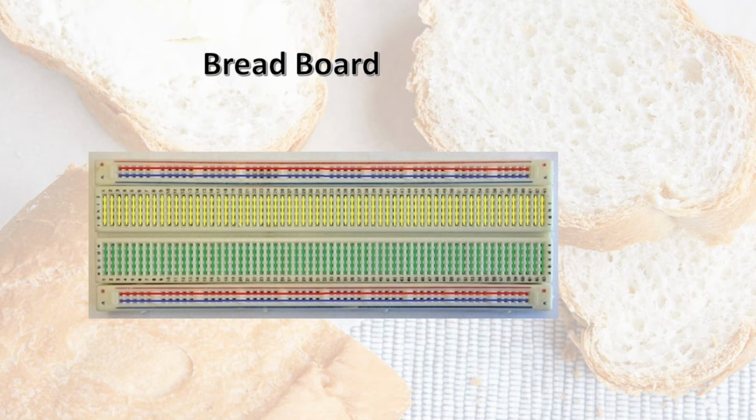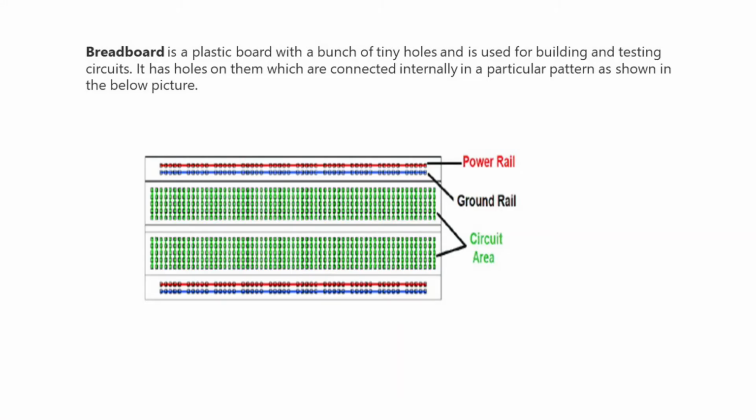You can see here there is a red line and a blue line. The red line is written plus, that's the power rail, and the blue line is written minus, so that's the ground rail. What do you mean by this rail? A rail will help you: if you are connecting any of the holes in the rail to the ground, the entire ground rail will become short circuited. So you can take the ground from anywhere in this blue line, and you can take the 5 volt from anywhere on this red line. So this is about the ground rail and power rail.